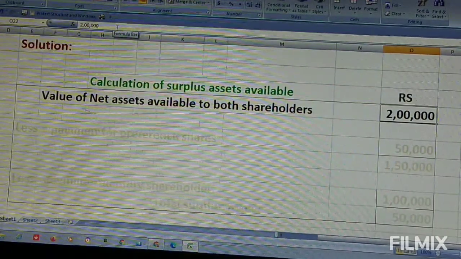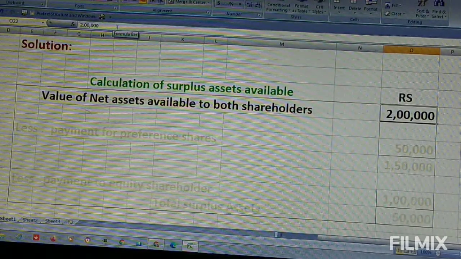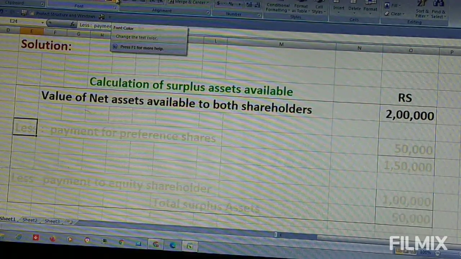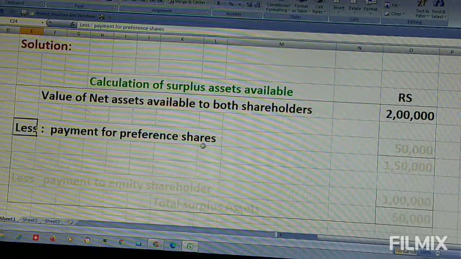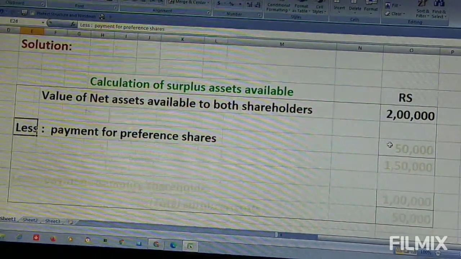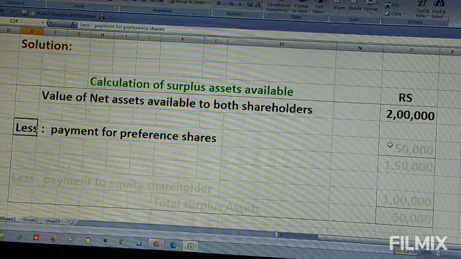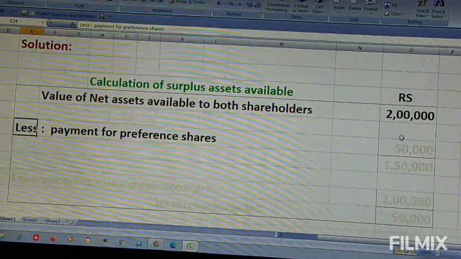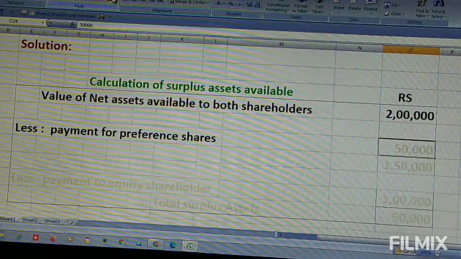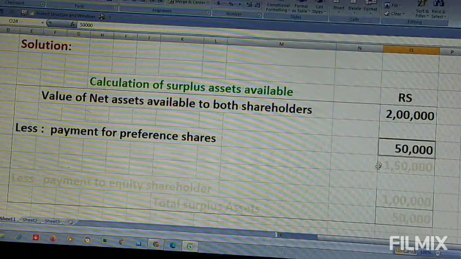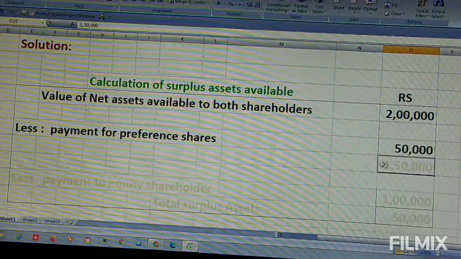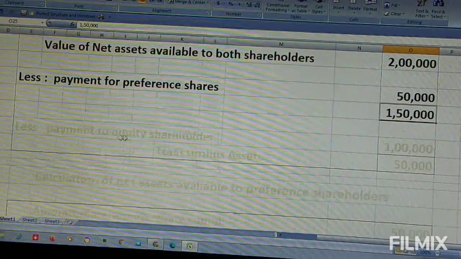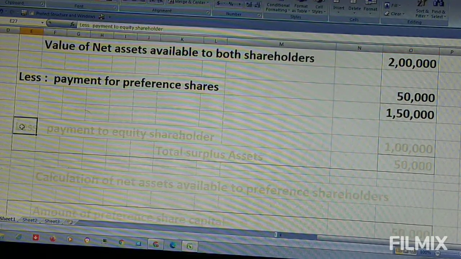First, let us make the payment to preference shareholders because they have a preferential right. Less payment for preference shares. What is the preference share value? It is 50,000, that is 5,000 into 10 is 50,000, given in the problem. Deduct 50,000. So how much do we get? 2 lakhs minus 50,000 comes to 1,50,000. It is available.